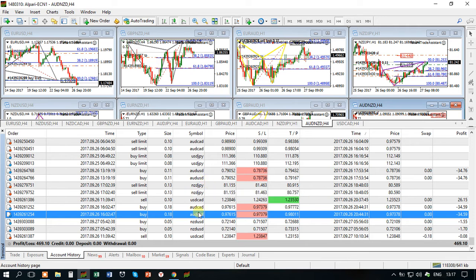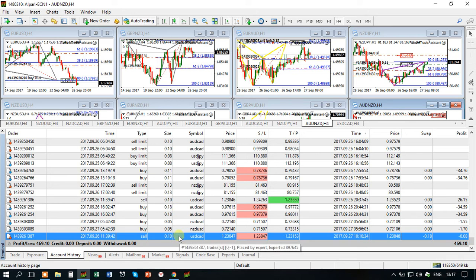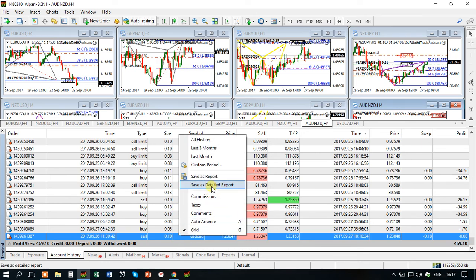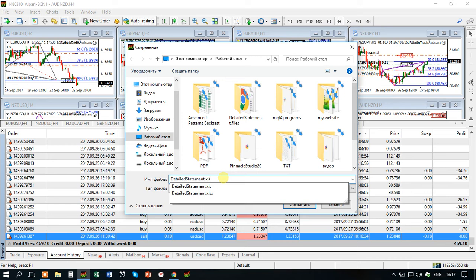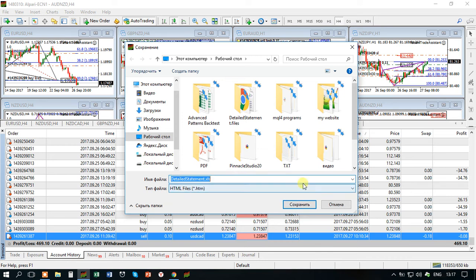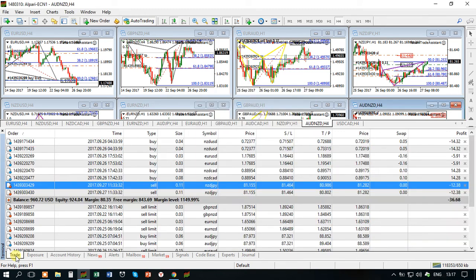Okay, this is the history. It is translated from my broker server automatically. You can set the custom period, or you can set the whole history period, and whatever you set will be downloaded. Then I just save it as a detailed report. The only manipulation that I do with this detailed report is changing it from HTML to XLS, to open an Excel spreadsheet. These are the only changes that I did.